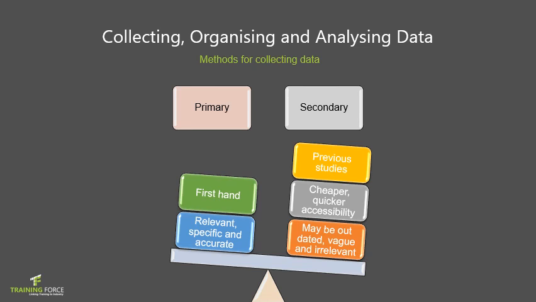However, the two different ways do have their advantages and disadvantages. Now, in primary, we said that it was relevant, specific and accurate. On the secondary one, however, it's cheaper and quickly accessible because we've got information all over the place, right? On the internet or wherever. But it may be outdated, vague, and irrelevant. So if you use your secondary method, you must make sure that you check a number of sources and weigh them up against each other before making your decision.